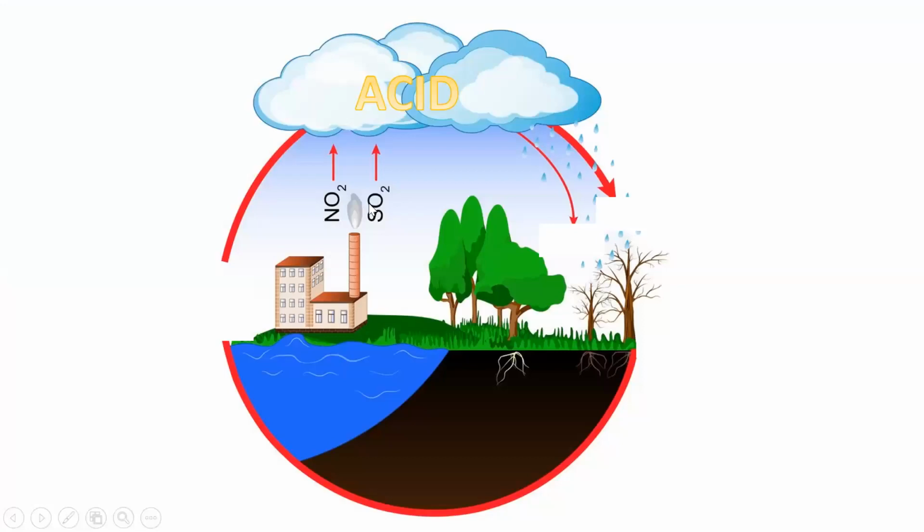Those gases, when they are emitted from the factory or from the car, go into the environment. They get mixed with water vapor and the oxygen in the atmosphere, and they create something we call an acid. This acid eventually will get mixed with the raindrops during precipitation, and it will fall down, causing an impact.